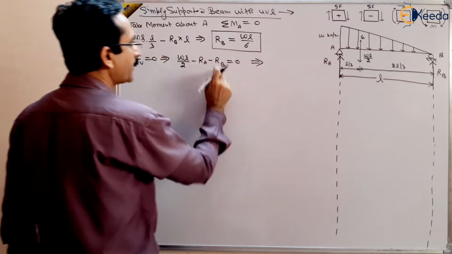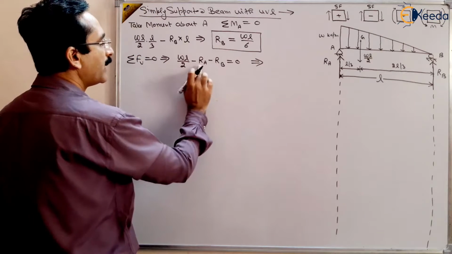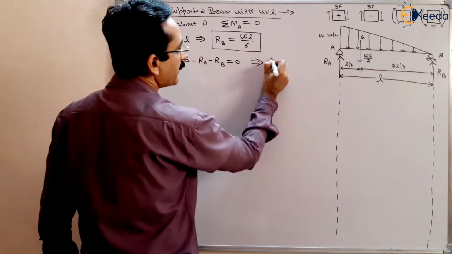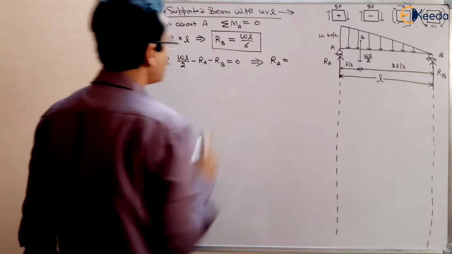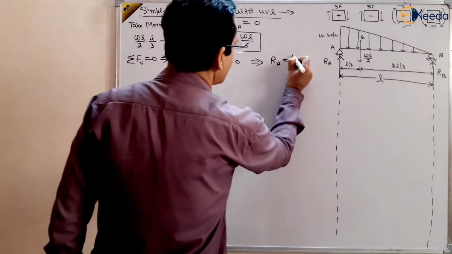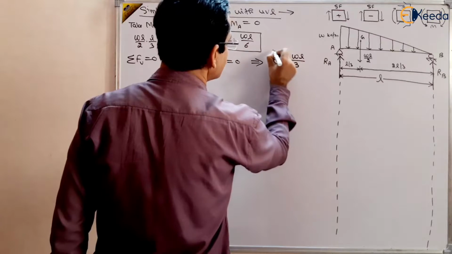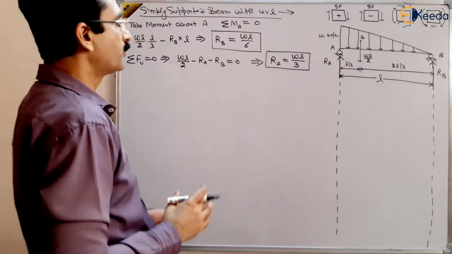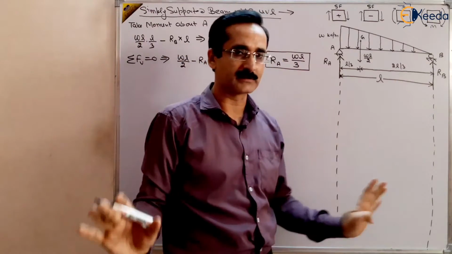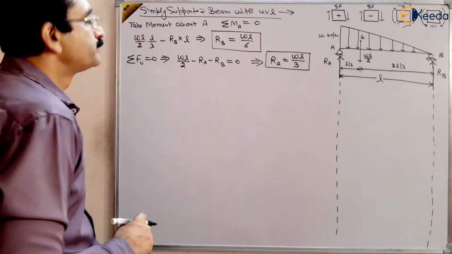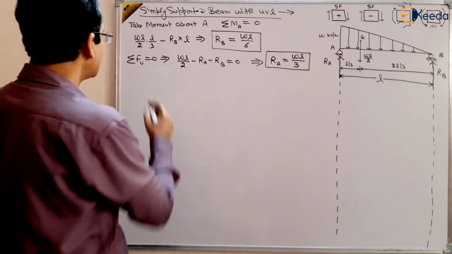Put the value of RB, WL by 6, here, and RA is here. So there will be only one unknown, RA. You will get RA by putting the value of RB, and you will get RA as WL by 3. So we have found RA and RB; both the reactions are available to us now. Now we want to find out the shear force.